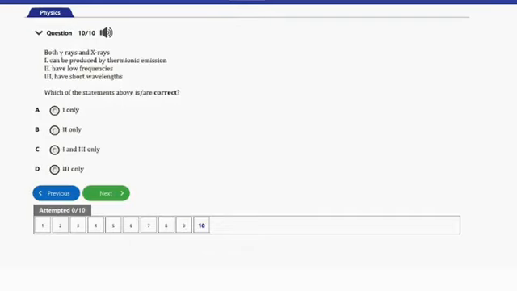So guys, the next and the last question we have here is question number 10. It says, both X-rays and gamma rays I can be produced by thermionic emission. II have low frequencies. III have short wavelengths. So guys, here both gamma rays and X-rays actually have short wavelengths, and that's option III here. So that corresponds to option D. So that's it for this question.